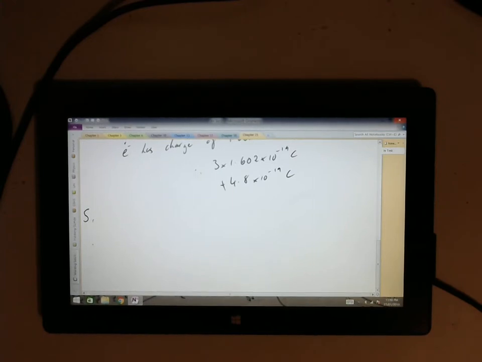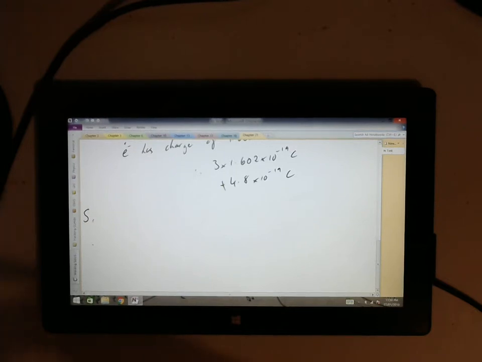Let's have a look at 5. Consider figure 21, so that's off to the side there. A and B are identical insulated metal spheres with charges shown. So that means that they're kind of sitting there, but the charge can't move around. What is the charge on each sphere after they are touched together and then separated?